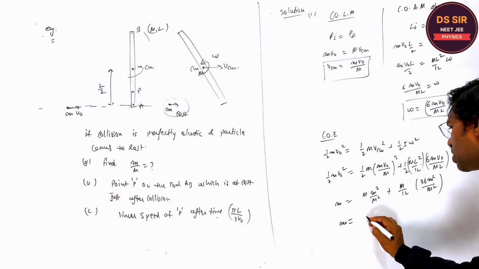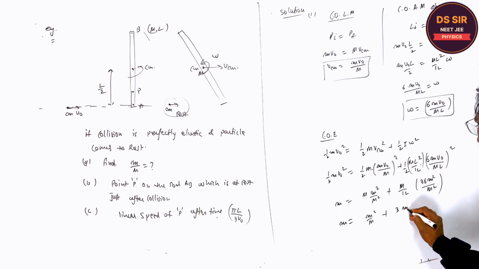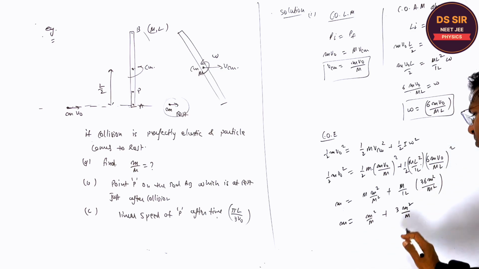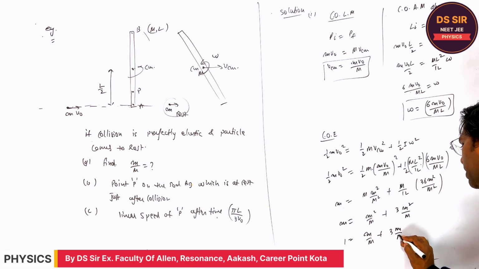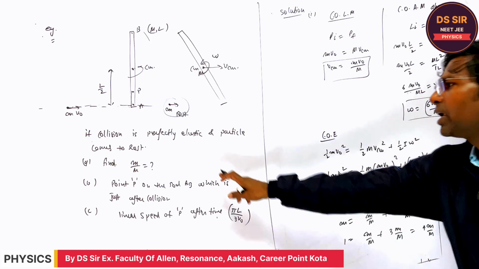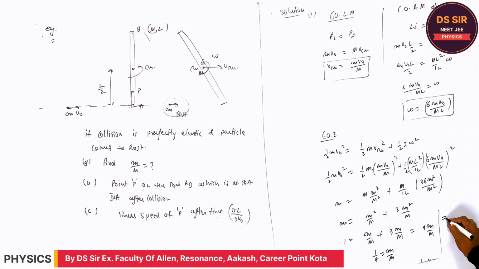So small m is equal to small m square upon capital M square plus 3 small m square upon capital M square. Multiplying through, one m will also cancel out, giving small m upon capital M plus 3 small m upon capital M, equal to 4 small m upon capital M. So the ratio they are asking is 1 by 4, small m upon capital M equal to 1 by 4. This is the answer. Copy this.